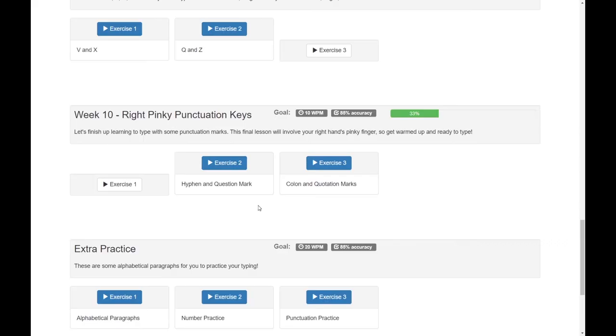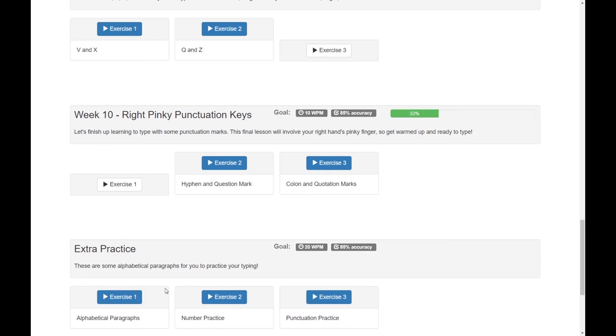So if we take a look at the Key Hero exercise list, underneath the exercises for this week, week 10, write pinky punctuation keys, there are exercises for additional practice here. So there are three additional exercises here. This one is to practice the 26 letters of the alphabet. The second one is to practice numbers. And the third one is to practice the punctuation that we learned on the number row last week and on the right pinky punctuation keys that we learned this week as well.